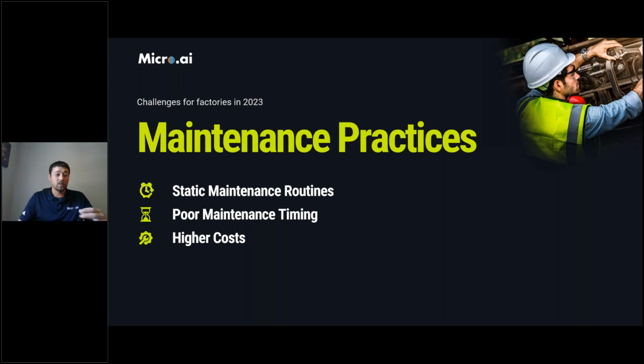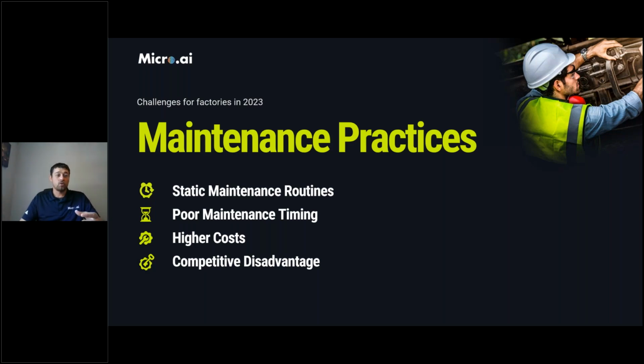And what does this do? This leaves us at a competitive disadvantage, right? So our non-optimized production capacity, our degraded asset health, and the reliance on poor maintenance practices lead to, again, higher productivity costs, higher prices, and an overall competitive weakness when it comes to being able to produce as much as we should.